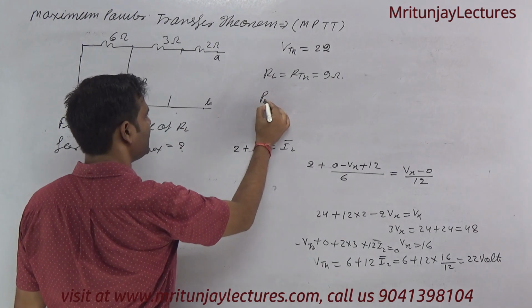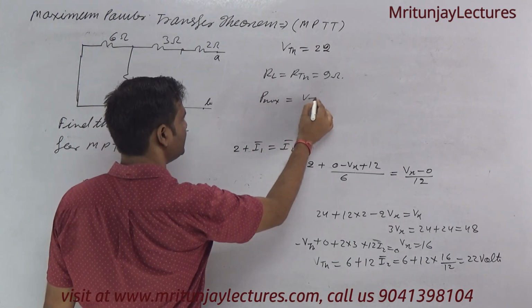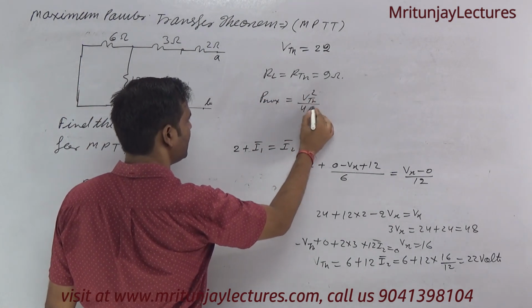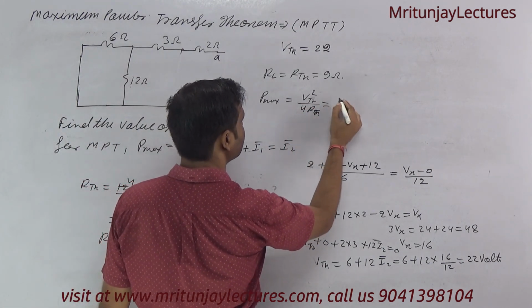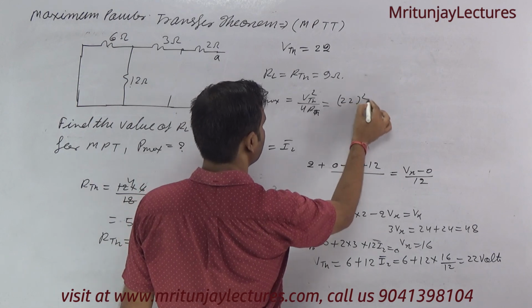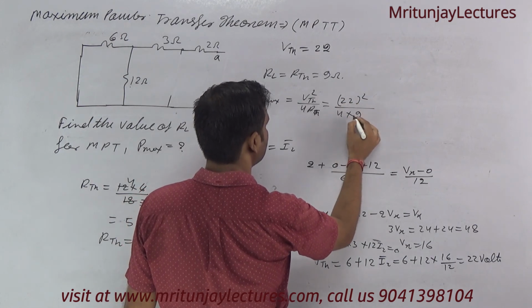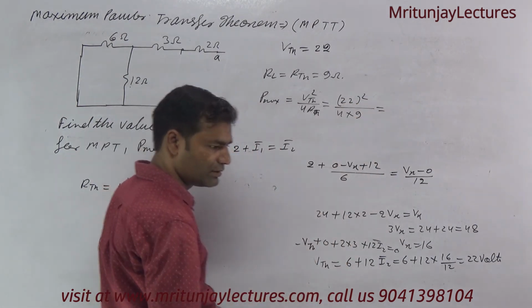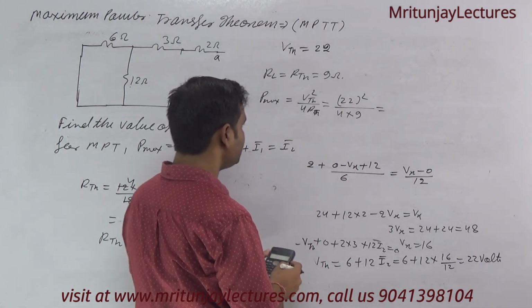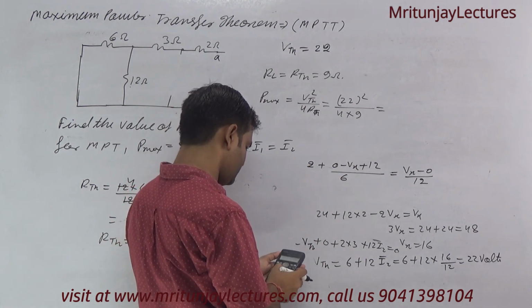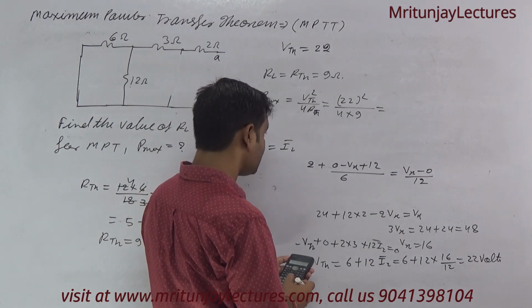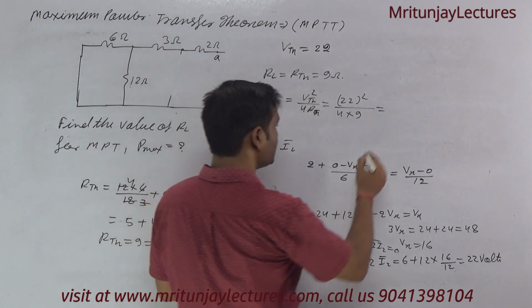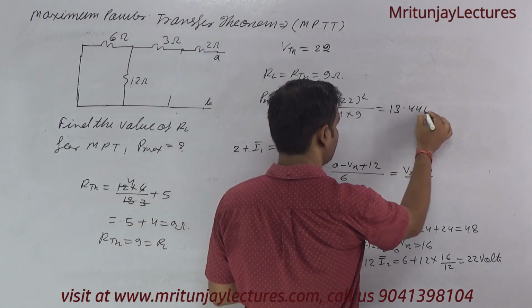Now the next one, Pmax equals VTH squared divided by 4RTH. So 22 squared divided by 4 into 9. Clear? So the final answer is 22 squared divided by 4, divided by 9. That is 13.44 watt. This is the final answer.